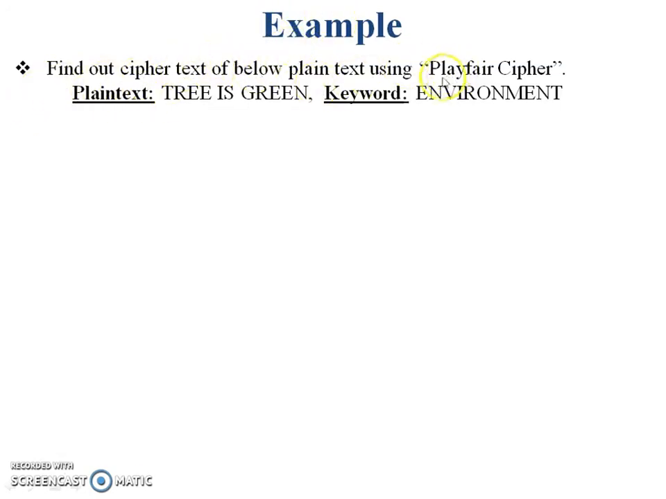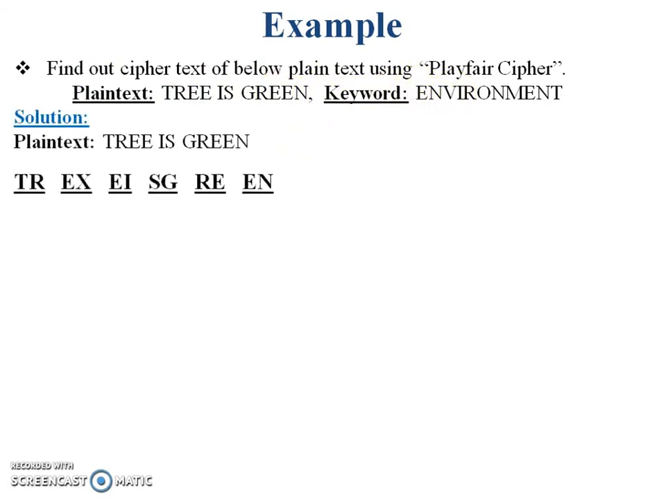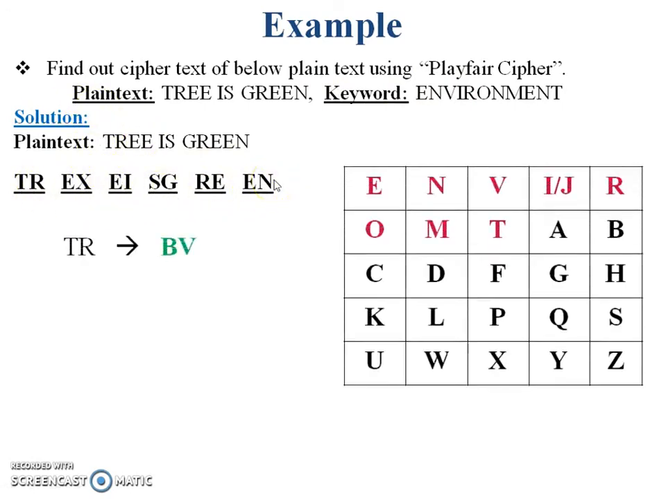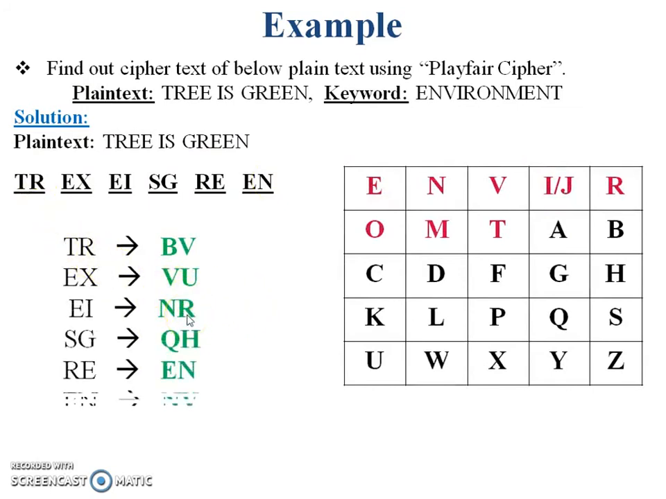Now if both plain text letters lie in the same row, check another example, Playfair. GM is the plain text. You can see G is here, M is here, so both are in the same row. As per the rule, if both alphabets in the pair appear in the same row of the matrix, replace them with the alphabets immediately to their right. So the first letter G is replaced with H.